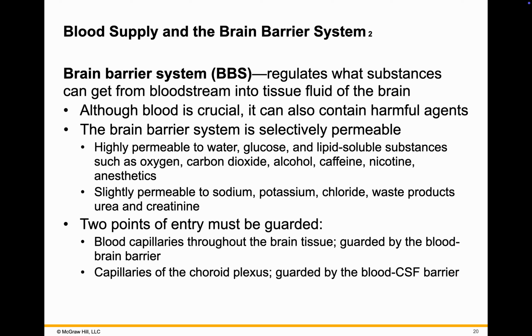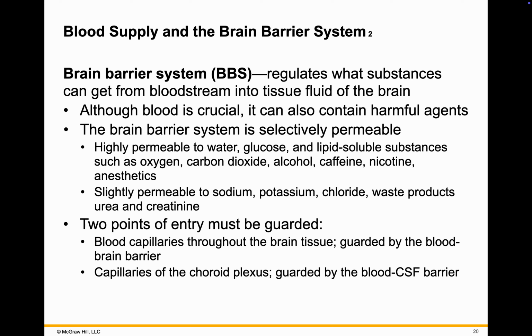There is a blood-brain barrier which regulates the substances that can get from the bloodstream into the tissue of the brain, the fluid of the brain. Blood is crucial, but it also contains sometimes harmful agents. That barrier system is selectively permeable. It is very permeable to water, glucose, lipid-soluble substances like oxygen, carbon dioxide, alcohol, caffeine, nicotine, and anesthetics. It is slightly permeable to sodium, potassium, chloride, and waste products such as urea and creatinine.